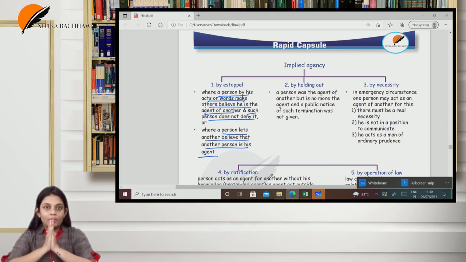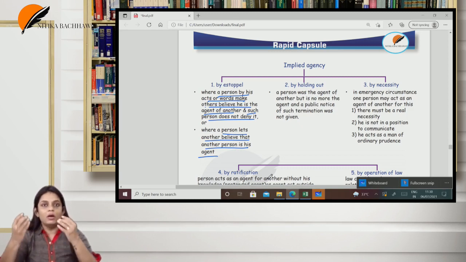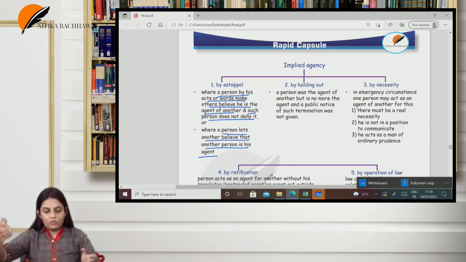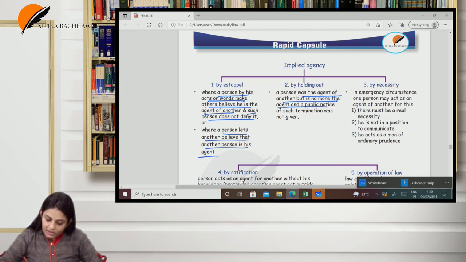This is holding out. So please understand, generally what people think is holding out and estoppel is the same thing, but it's not the same. In estoppel, there was no relationship of agent and principal. Whereas here, earlier I was your agent, but now this relation has been terminated. So when this relation is terminated, public notice should have been given. We did not give any public notice, so I continue to be your agent. And if I make any contract in your name, you are liable. So a person was the agent of another but is no more the agent, and public notice was not given.